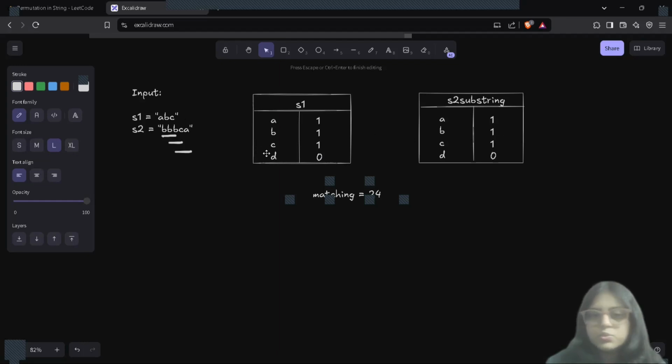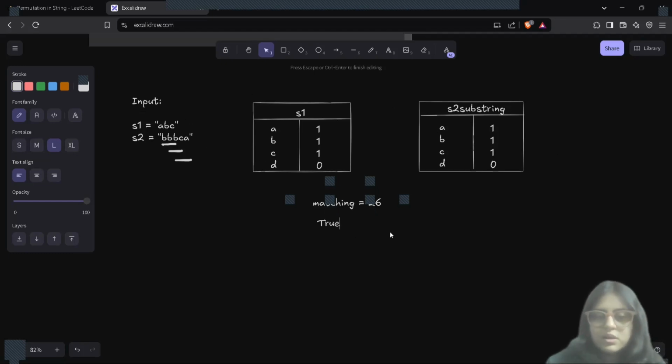A is 1, B is 1, C is 1, and D is 0, E, F, G, H, everything is 0. So now the matching variable updates to 26. This is what we need, and once we have all the matchings approved, we'll return true. So this is the approach.